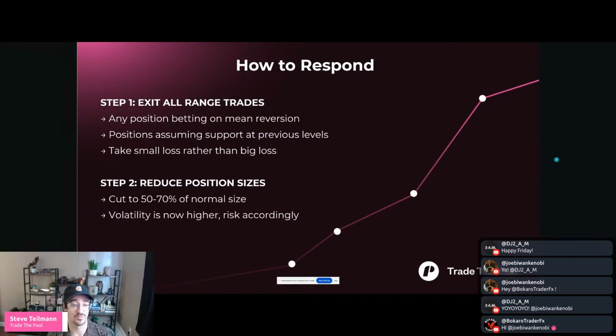Here is how you should be responding if you do see this scenario playing out. So the first step is, you got to get out of the range trades. If the range is breaking and you're betting on mean reversion, you're wrong and it's going to get worse really fast, right? Because when you fail mean reversion, you continue trend. And when you continue trend through a range, that's not a position you want to be bag holding because you don't know how low it can go.